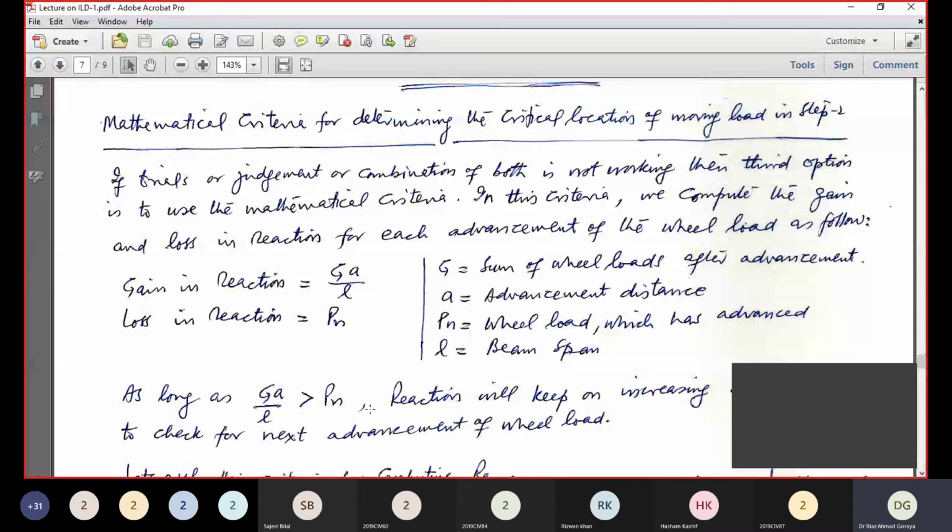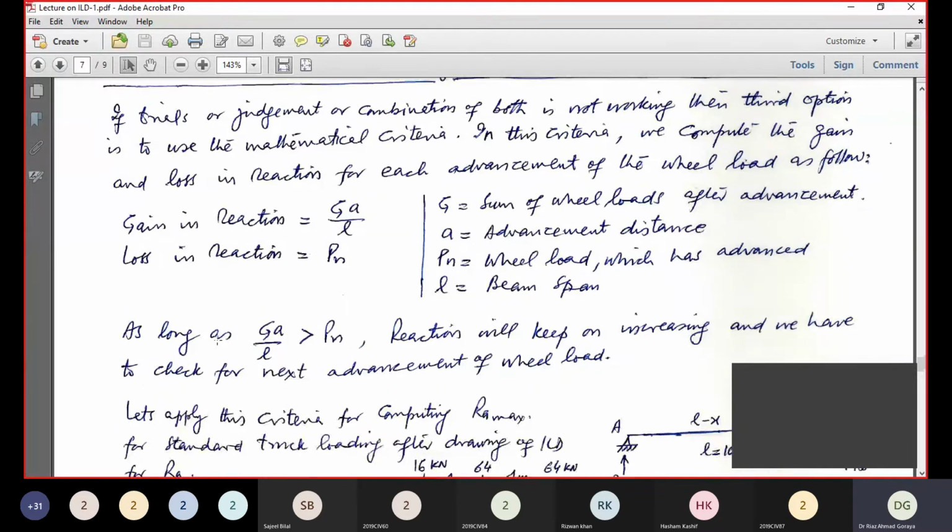In this criteria, we compute the gain and loss in reaction for each advancement of the wheel load as follows. The gain in reaction is equal to GA over L, and the loss in reaction is Pn. What is G? It is the sum of wheel loads on the span after advancement, where A is the advancement distance, the distance between two consecutive wheels. Pn, the wheel load which has advanced. L is the beam span.